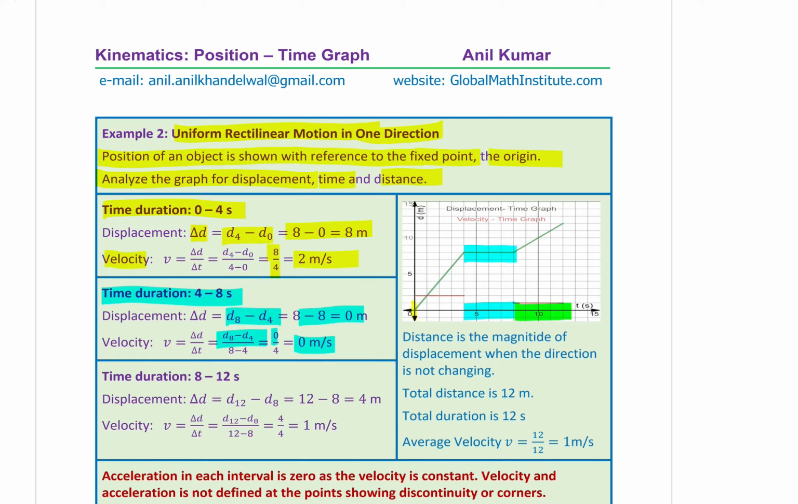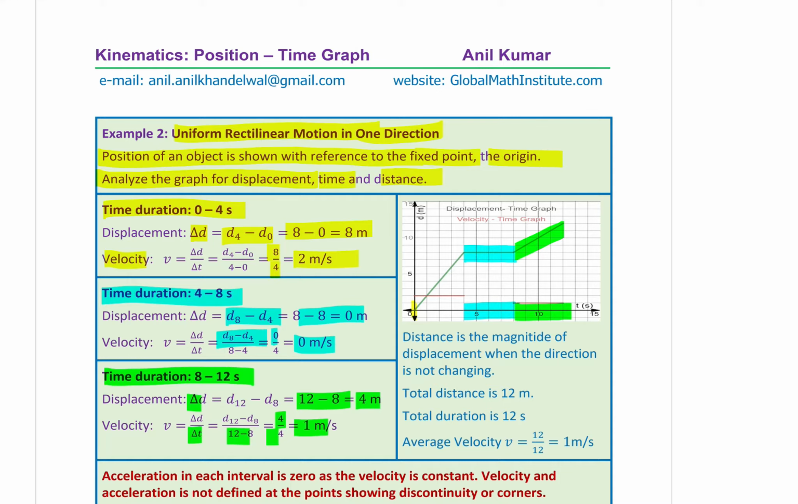Let's consider the last leg where the distance is increasing at a constant rate. Constant rate means the velocity is constant, correct? Let's calculate. Between 8 to 12 seconds, displacement is 12 minus 8, which is 4 meters. And the change in time is 12 minus 8, which is also 4. Dividing 4 by 4, what do we get? 1 meter per second. So the constant velocity of 1 meter per second is the result.